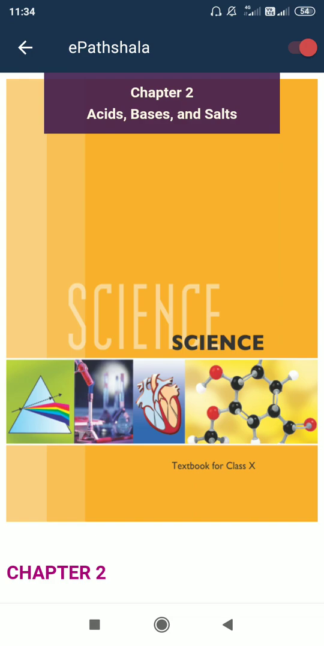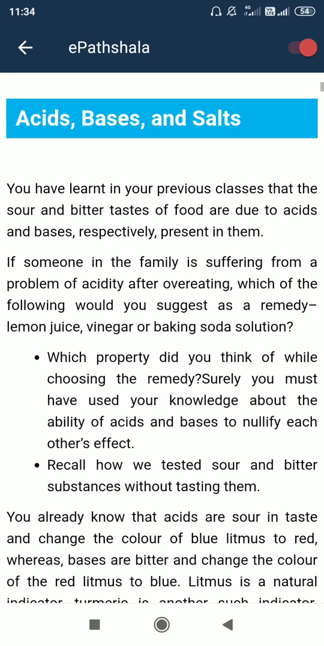So today's topic: acid, base and salt. First of all, acids are those compounds which can give H plus ion in aqueous solution or molten state, and bases are those which can donate OH minus ion in aqueous system or molten state. When acid and base react with each other, they produce salt and water.